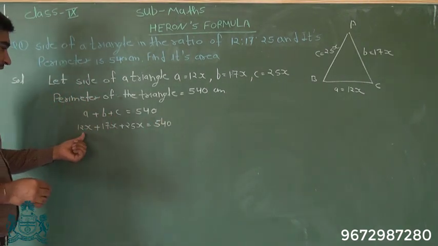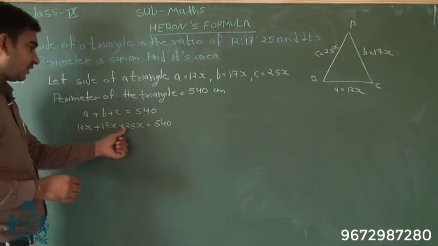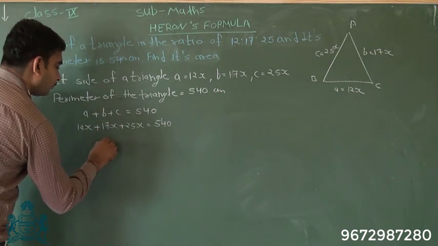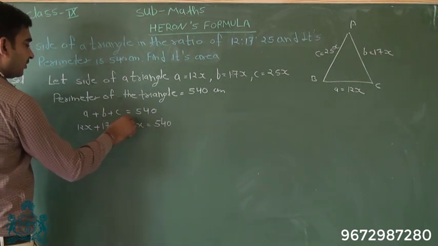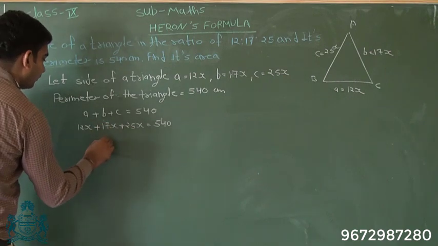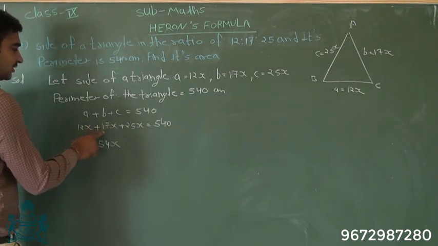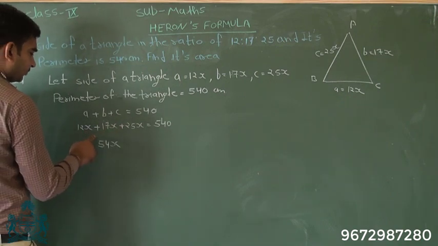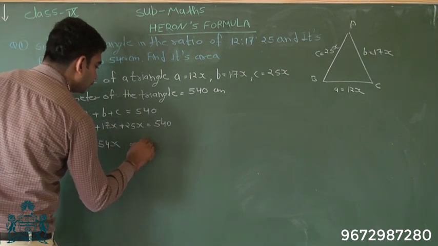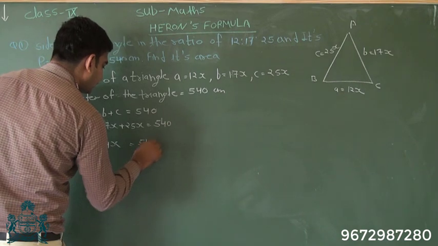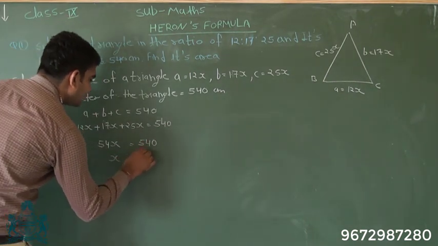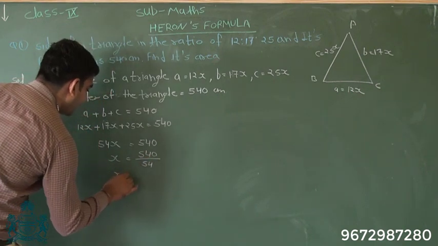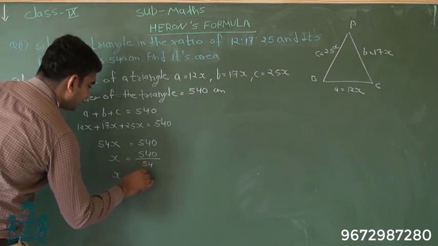12x plus 17x plus 25x equal to 540. Adding 12, 17 and 25 gives 54. So 54x equal to 540, x equal to 540 upon 54, x equal to 10.